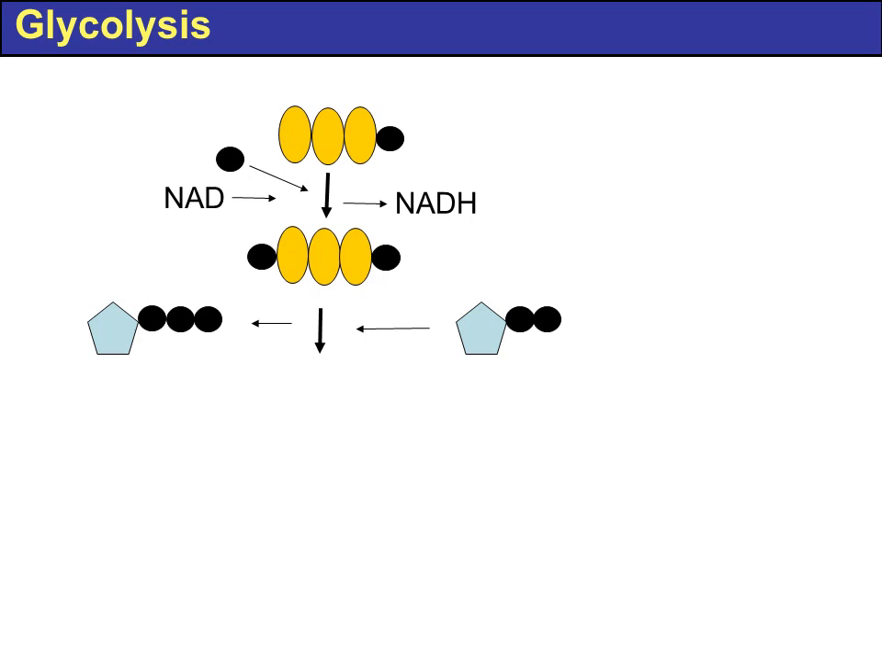In order for step 7 to occur, we are going to require ADP. It is going to receive a phosphate group from the previous sugar that was produced in step 6. This is referred to as substrate level phosphorylation. So 1,3-bisphosphoglycerate is converted into 3-phosphoglycerate. That is step 7. ATP is created in step 7.